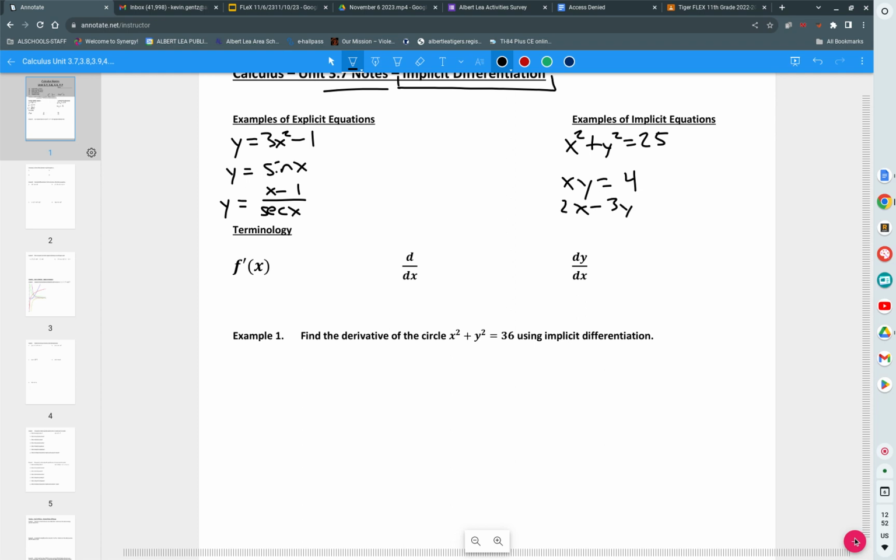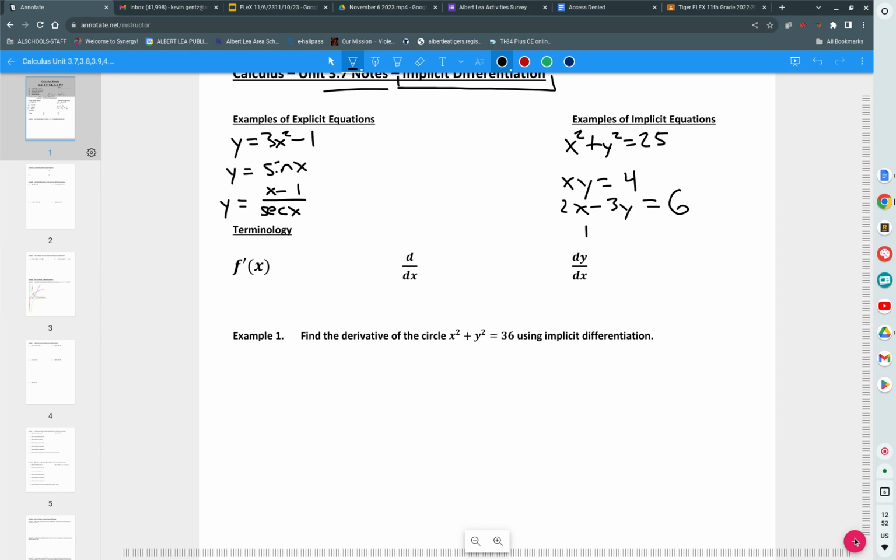2x minus 3y is 6. What shape does that make? A line, right? You could solve for it in terms of y equals mx plus b, couldn't you? And then you could easily find the slope. But you don't have to do that. You could just use what we call implicit differentiation.